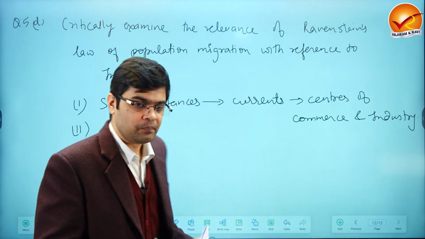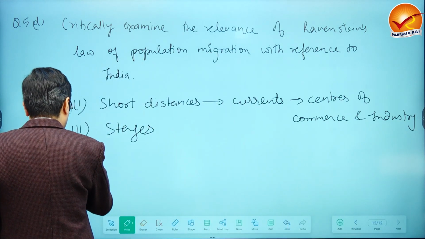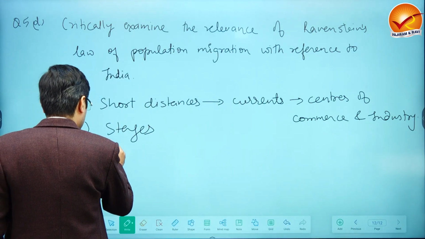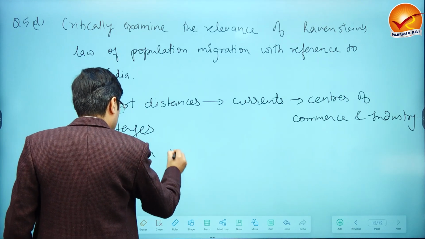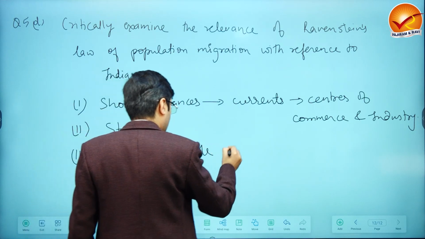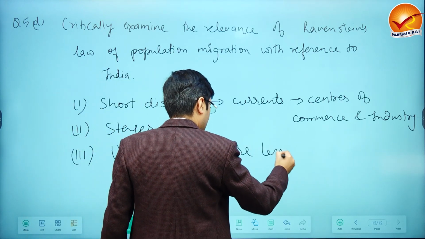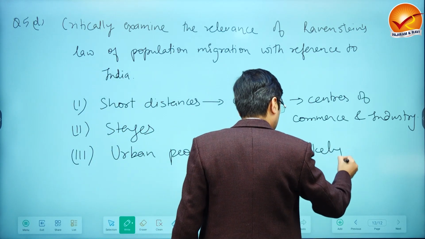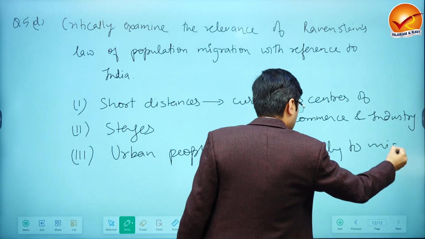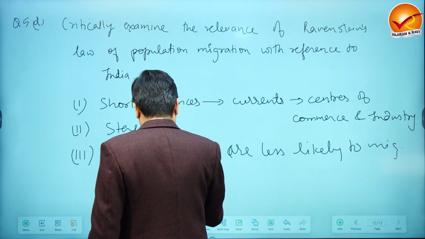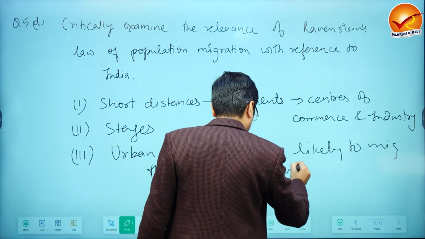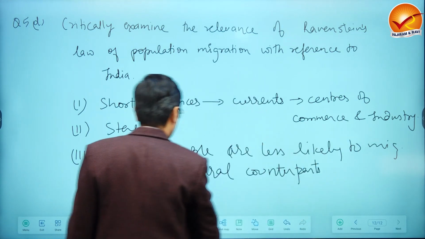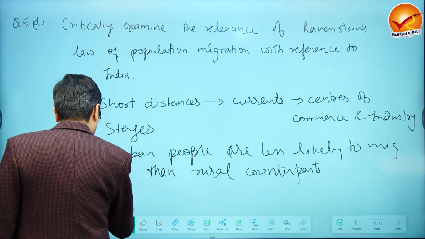This is the second. Third, it says urban people are less likely to migrate than the rural people. Then it talks about counter currents.